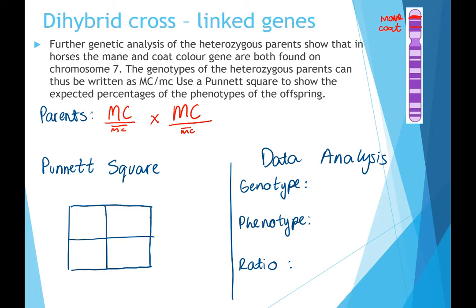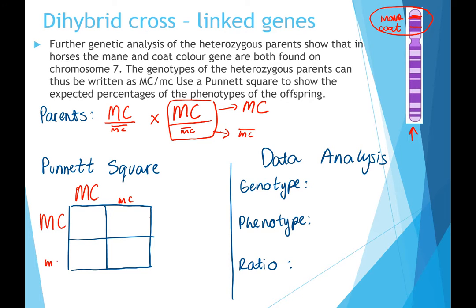Okay, so in this case, when we're doing the Punnett square, if we were to look at one of these parents, what gametes can they give? So these two genes, remember, they're nice and close to each other, and they're going to be inherited together on the same chromosome. So that means that this parent can either give big M, big C, or little m, little c. So there we would write big M, big C, little m, little c. And this parent would be much the same. So big M, big C, little m, little c.